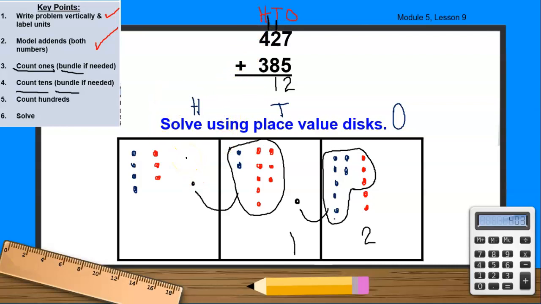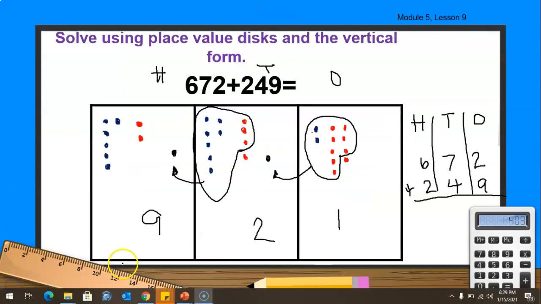Are we ready to add the hundreds? Yes, boys and girls. What's 100 plus 400 plus 300? Ready? Let's count. 1, 2, 3, 4, 5, 6, 7, 8. Yes, boys and girls, it's 800. Let's record that. And great job solving the problem. So, if 427 and 385 are the parts, what's the whole? Yes, 812.